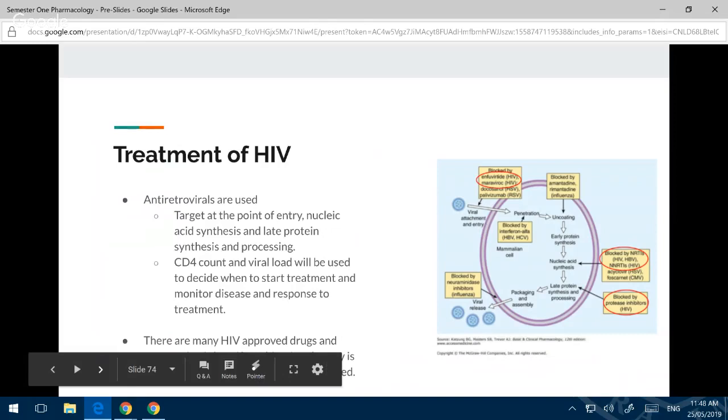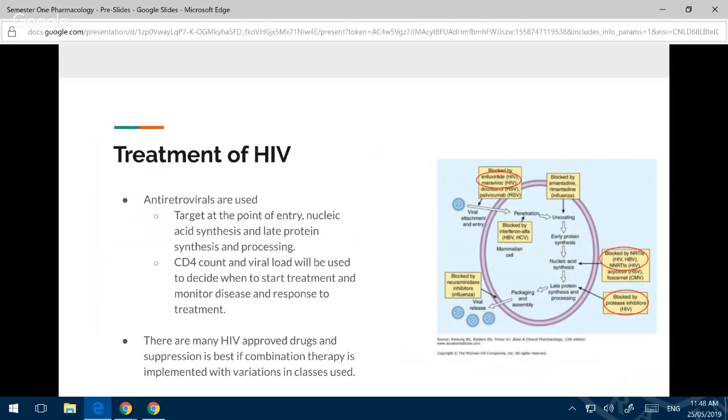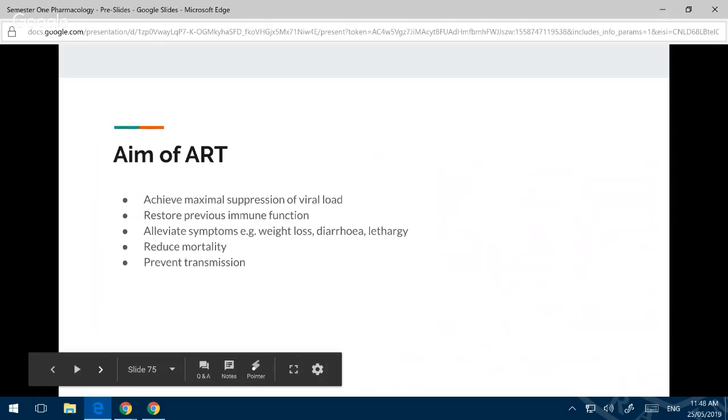Okay, so treatment of HIV, the drugs that are used are called antiretrovirals, and they target the point of entry, nucleic acid synthesis and late protein synthesis and processing. When starting this treatment, we look at things like CD4 count and viral load, and there are many HIV approved drugs that are often used in combination. Really, we don't have a cure for HIV at the moment, but these drugs are looking at achieving a maximal suppression of the viral load, as well as restoring immune function and improving the quality of life. This is a really blurry diagram of those processes again. Apologies.